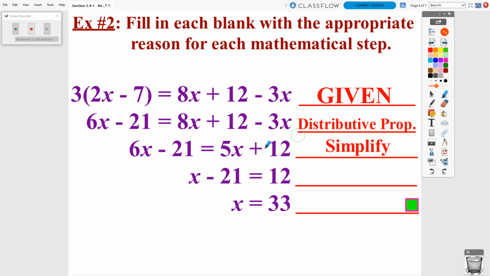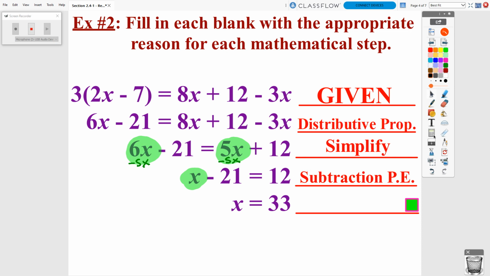Then what happens between steps 3 and 4? Well, let's see. I now see this x, and where did that come from? Well, that was from me subtracting this 5x over to this 6x. So I subtracted the same amount on both sides of my equation. And so if I subtract the same amount, then I use the subtraction property of equality.